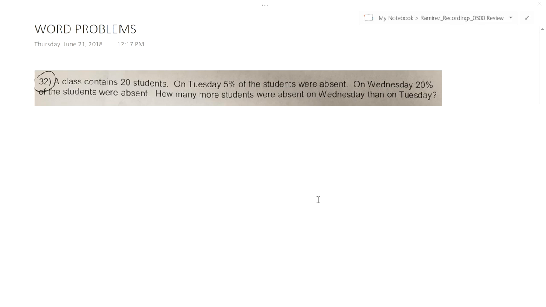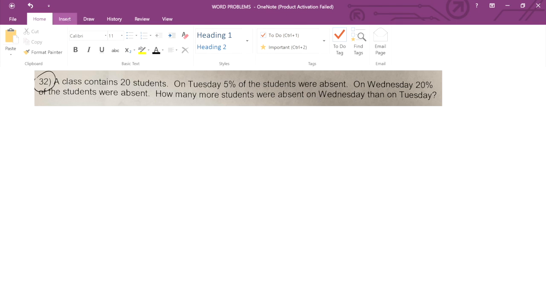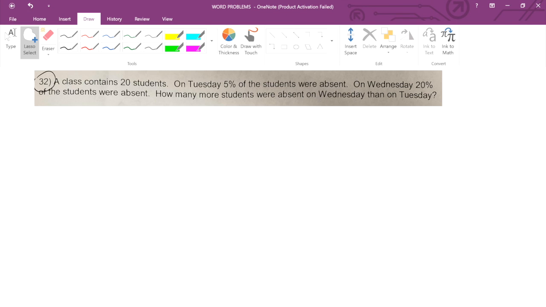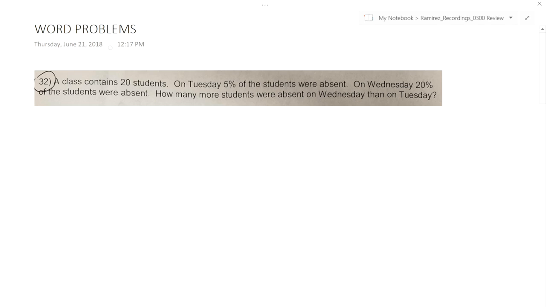With word problems, I like to go ahead and list out what was given. That way I don't feel overwhelmed with all the words. So the first thing we're going to do is write what was given to us. Let me get my pen ready. I think I'll go with blue.